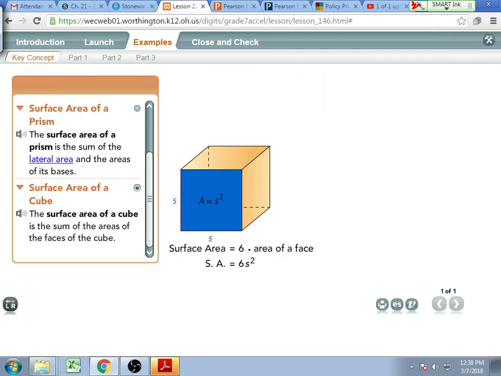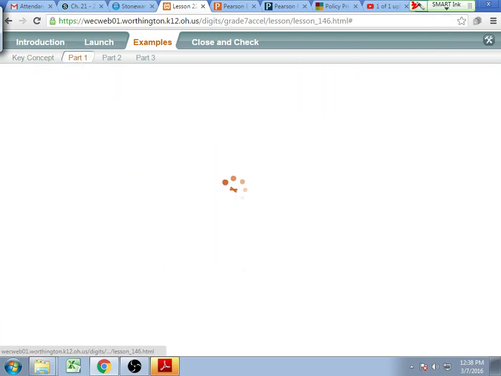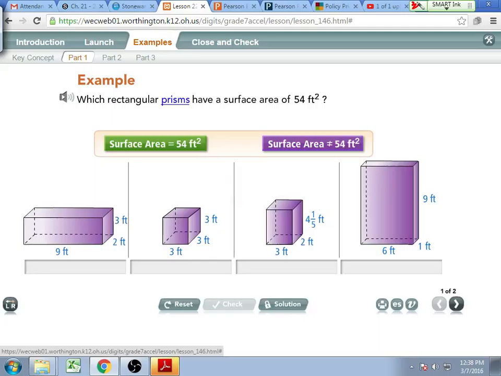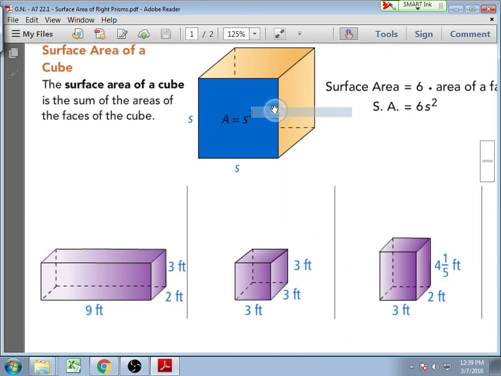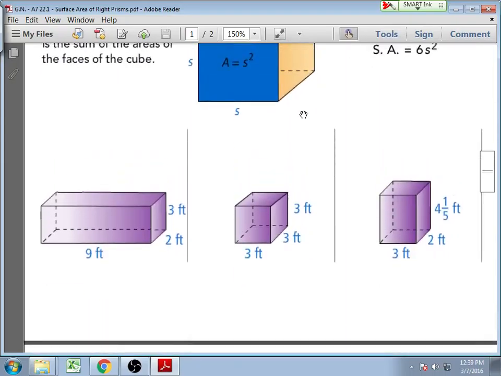Moving on to our actual practice problems. We want to find the total surface area of all 3 of these, whether it's equal to 54 or not equal to 54, and we're going to go even further and say what is the specific surface area of each one. So remember, we're going to be using the formula where for lateral area we use perimeter times height.